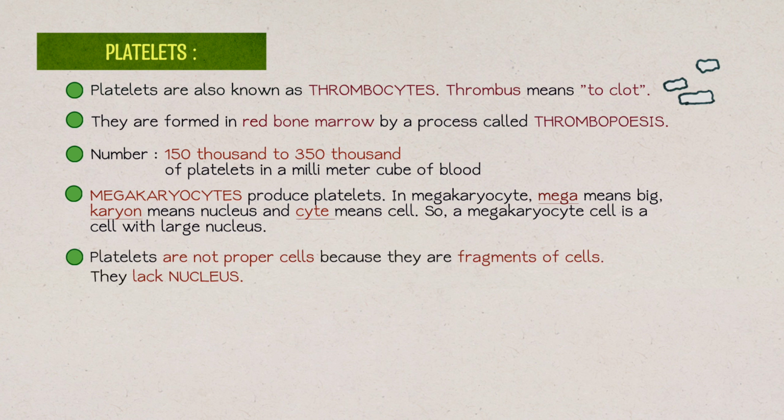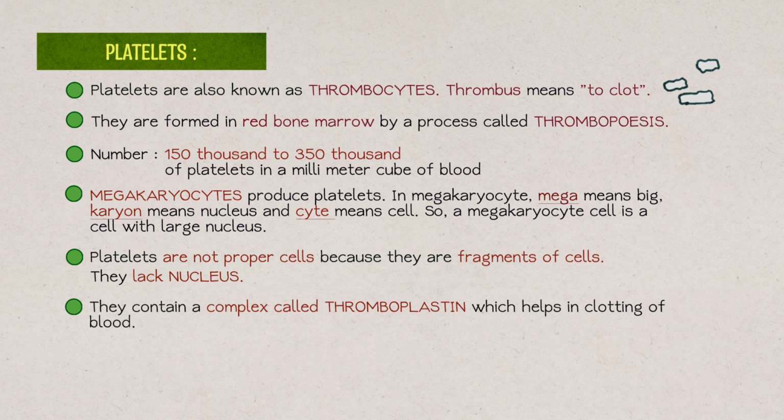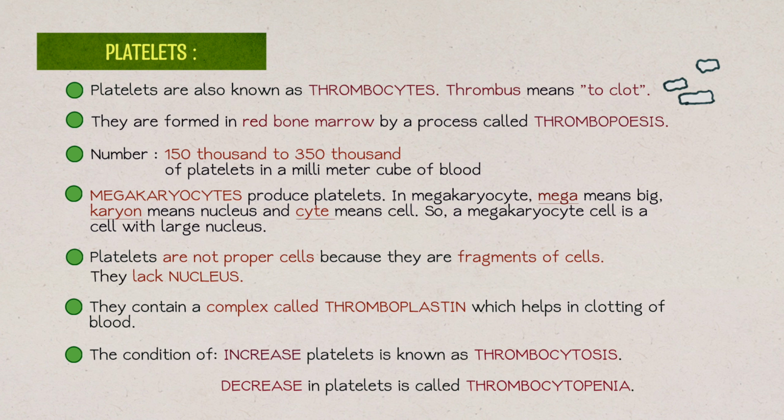Platelets are not proper cells because they are fragments of cells. They don't have nucleus. They contain a complex called thromboplastin, which helps in clotting of blood. The condition of increased platelets is known as thrombocytosis, whereas the condition of decrease in platelets is called thrombocytopenia. We have completed all the components of blood.